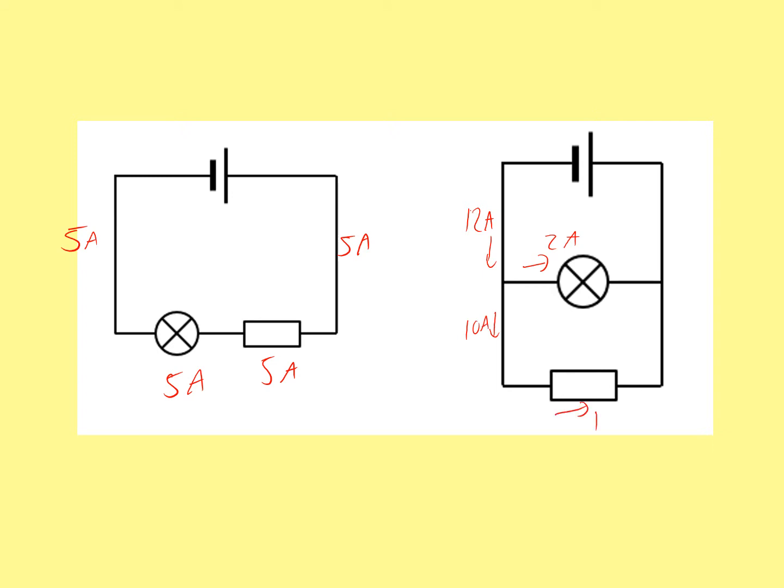And if you think about it, it's just about thinking about the P's. The P's have to split up when they come to a junction. If I had 12 P's, I'd have 10 and 2. I can't have more than 12 P's. I can't have less than 12 P's. They can't go anywhere. There's 12 amps up here. So there's your rule. Current in a series circuit and current in a parallel circuit.